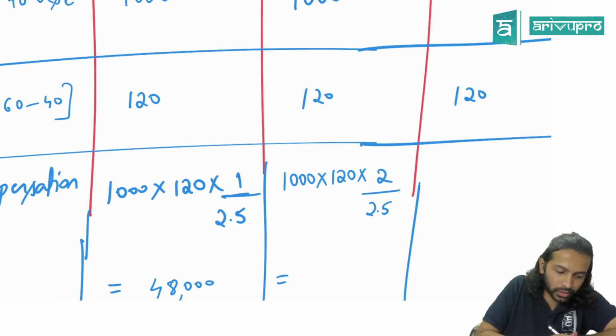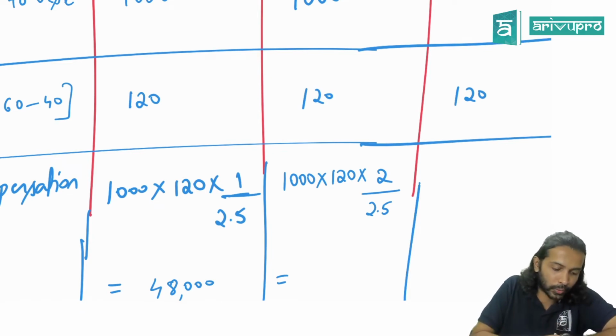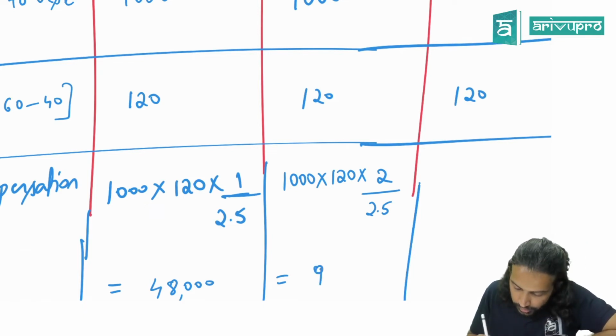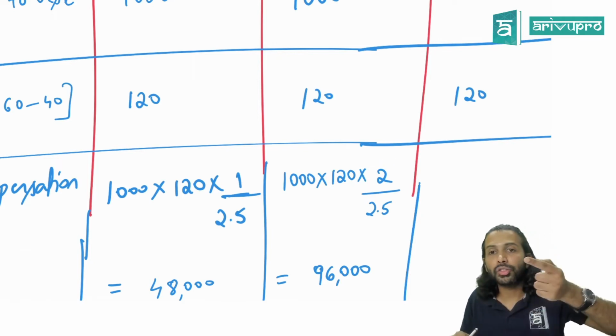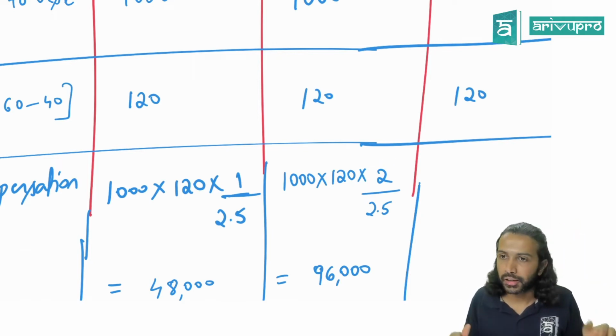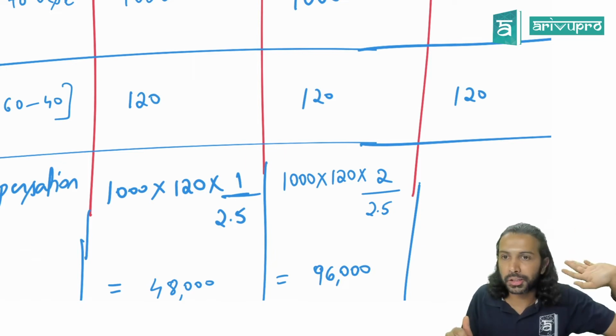1 lakh into 1, or 100 into 120, if you do, you're going to get 1,20,000. 1,20,000 into 2 divided by 2.5, if you do, you're going to get 96,000. Why have I written 2? Because you are in which year now? Second year. That means 2 years' expense should be fully booked.